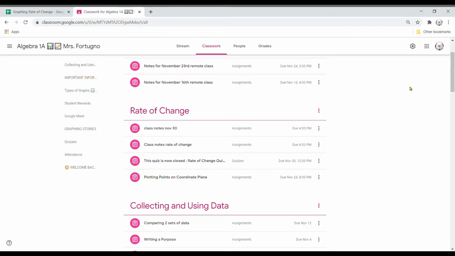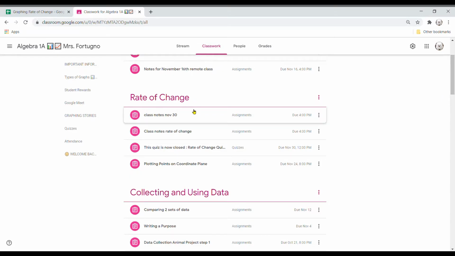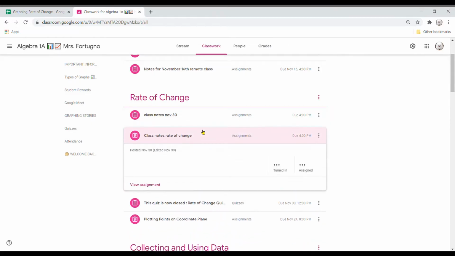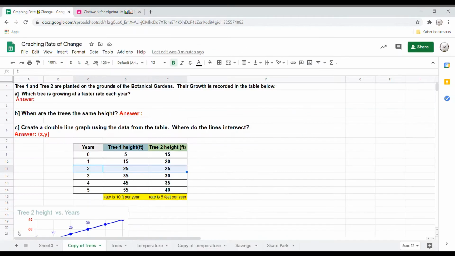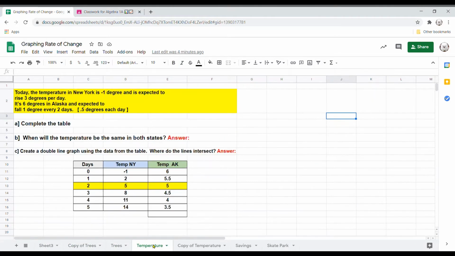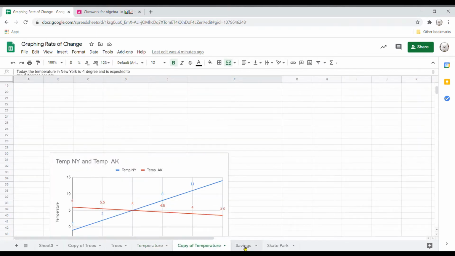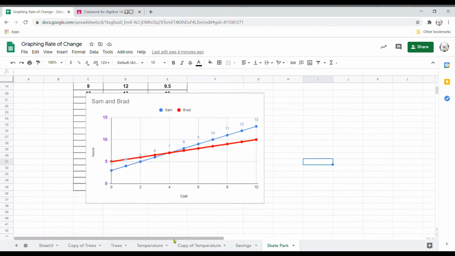Hello, ninth grade. We will be talking about the assignment from rate of change, class notes, rate of change. When you open it, it will open a Google Sheet that will look like this. There are 4 problems. You want to go to the bottom of the sheet and click on the tabs. Each of these opens a different problem.